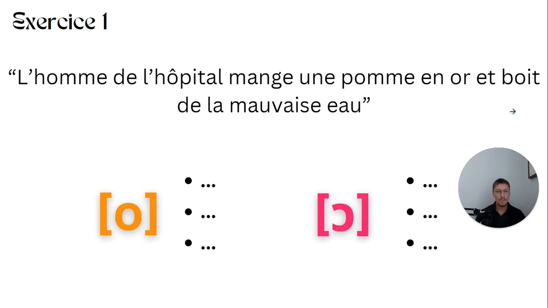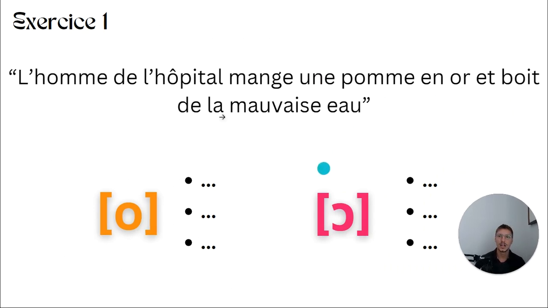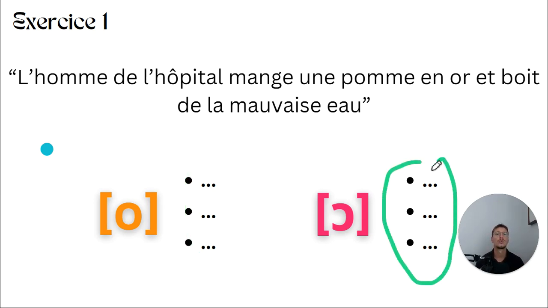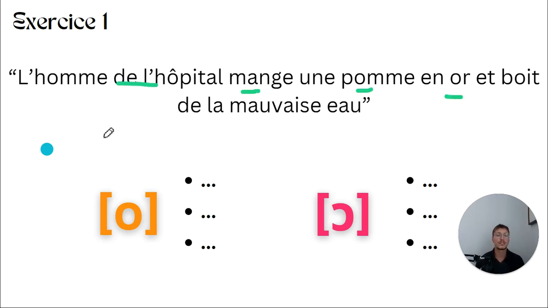Ok? On peut faire deux petits exercices. Ok? Je vais lire la phrase ici. I will read the sentence here. And I want you to write down here the words in which you hear the sound O, and here the words in which you hear the sound O. Okay? So it's really a listening exercise. You can read it as well, but like I told you, it's not helpful 100% of the time, so you still have to listen to it. Ok? C'est parti. L'homme de l'hôpital mange une pomme en or et boit de la mauvaise eau.